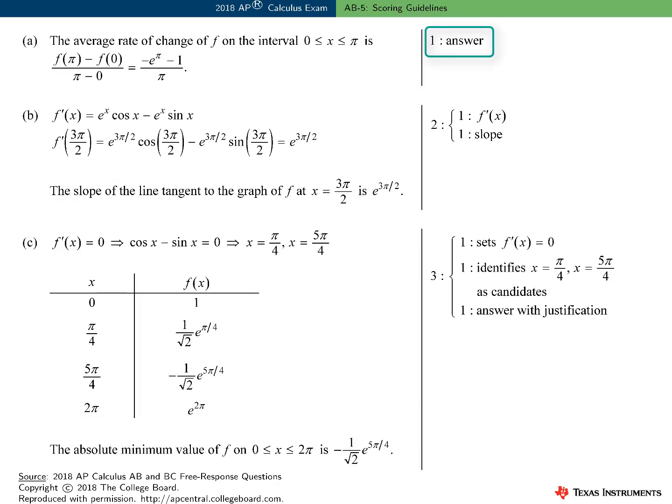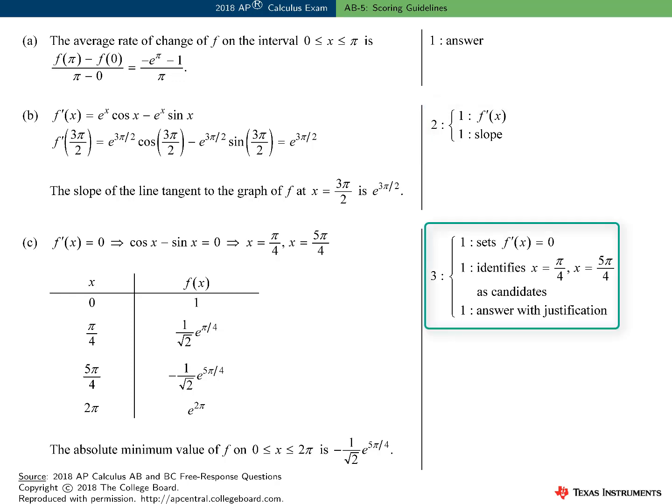Part A was worth 1 point, simply for the answer. However, the supporting work presented must be correct. Part B was worth 2 points. The first point was for finding a general expression for the derivative of f, and the second point was for evaluating this derivative at x equals 3 pi over 2 to find the required slope.